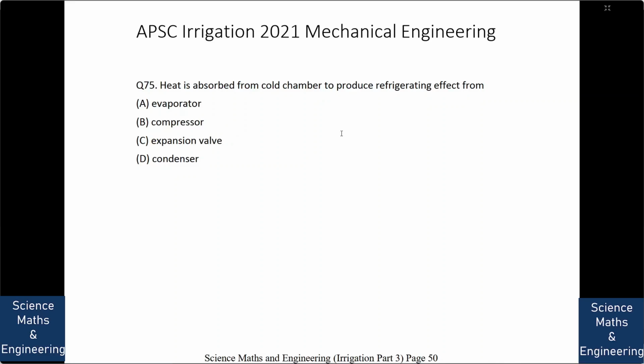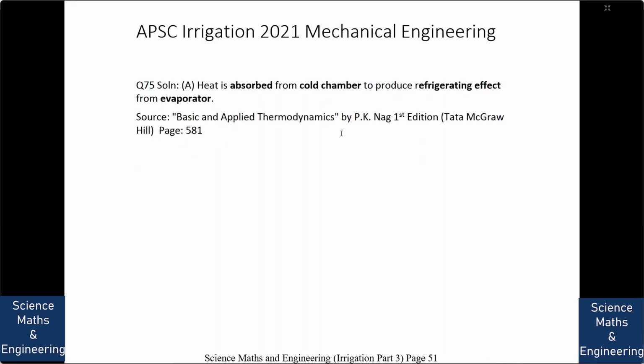So the answer is A. Heat is absorbed from cold chamber to produce refrigerating effect from evaporator. So it is the evaporator where we absorb the heat. Okay. So in case you have a refrigerator, then the evaporator is the inner part of the refrigerator.